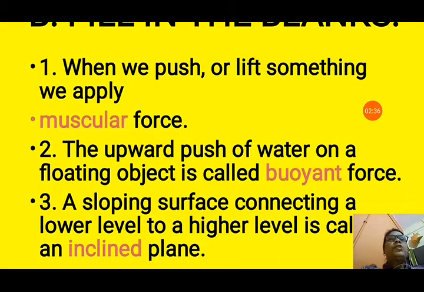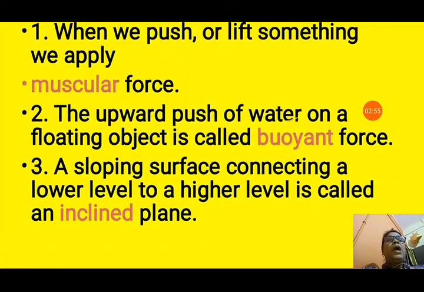Now question number 2, the upward push of water on a floating object is called buoyant force. When we put any object in the water, it floats due to the upward force of water acting on the object, and that force is also known as upthrust and buoyant force. Now question number 3, a sloping surface connecting a lower level to a higher level is called an inclined plane. So a lower level to a higher level, that is a slope, is known as an inclined plane.